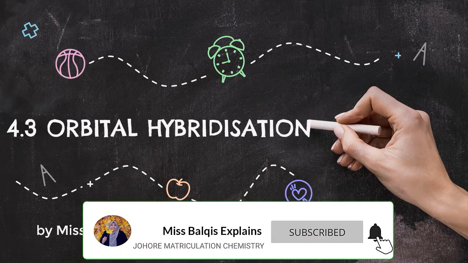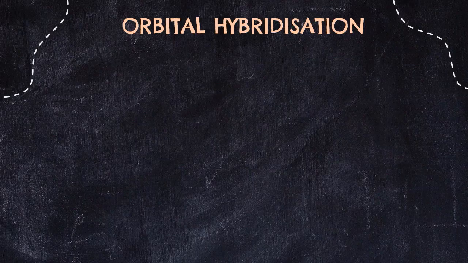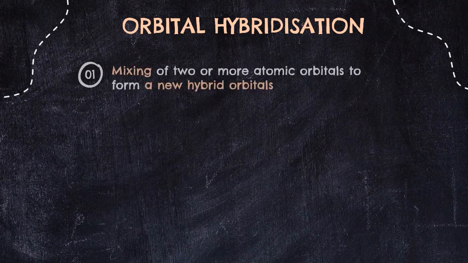In this video, we're going to learn the second part of 4.3 orbital hybridizations. We have done with orbital overlapping. Now let's look at what orbital hybridization means. Hybridization of orbitals means we're going to mix a number of orbitals to form a totally new orbital called a hybrid orbital. So the name of the hybrid orbital itself is also different from the ones we have learned in chapter 2.